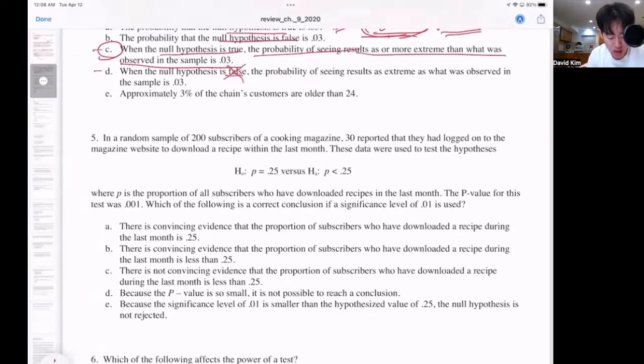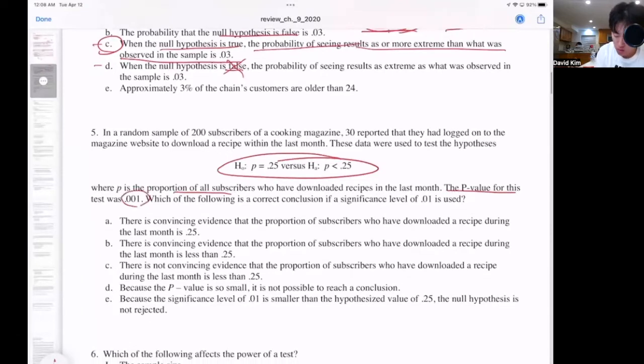Number 5, in a random sample of 200, 30 reported that they had logged into a magazine website. So we have this. P is the proportion of subscribers, and so on. The p-value is 0.001. So which of the following is a correct conclusion if the alpha level is 0.01? We know that the p-value is less than the alpha value. And if the p-value is less than alpha, we reject the null, yes?